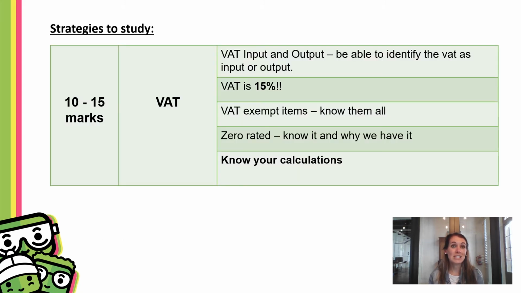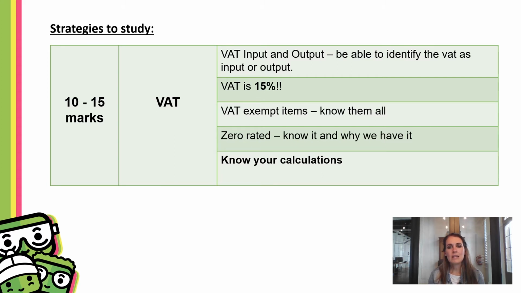So, strategies to study for VAT. You need to know what is input VAT and what is output VAT. You need to be able to identify that from different items. You also need to remember VAT is 15%. We are all using old textbooks, and in the textbooks, VAT might still appear as 14%. You need to make sure that when you practice your calculations for paper 2 that you use 15%.